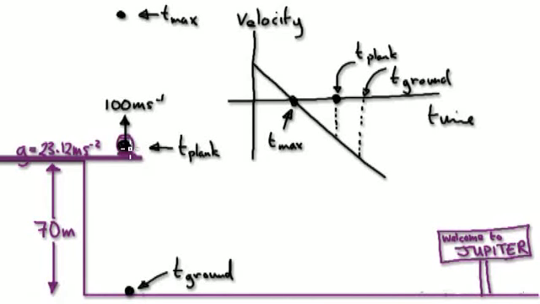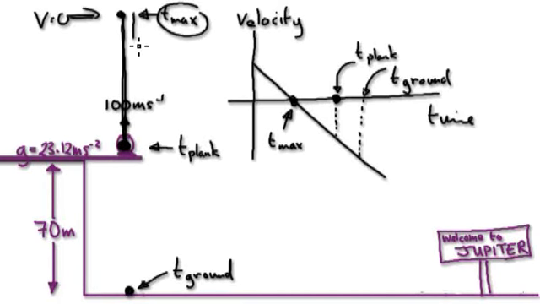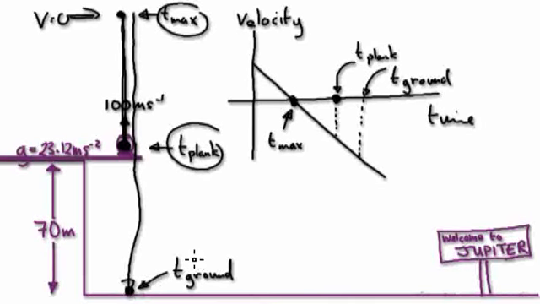So we're going to fire the cannonball from here, and when it gets to its maximum height, this point here, the velocity will be 0. Let's call the time it takes to get from here up to its maximum height T max. And then it's going to free fall back to its original position. Let's call this T plank. Okay, and then it will continue all the way down here to T ground.